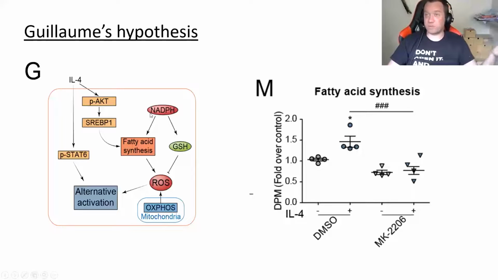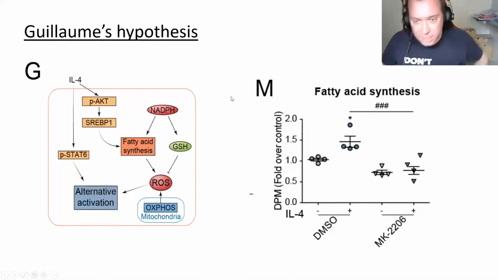NADPH is not just used for fatty acid synthesis, it's also used for redox defense. So it regenerates GSH. If you use all your NADPH for fatty acid synthesis, you can't make enough GSH, and this means ROS increases. And actually, in this case, ROS was not a bad actor, but in fact is a second messenger promoting alternative activation. So if you block fatty acid synthesis in response to IL-4, then you don't get M2 polarization.